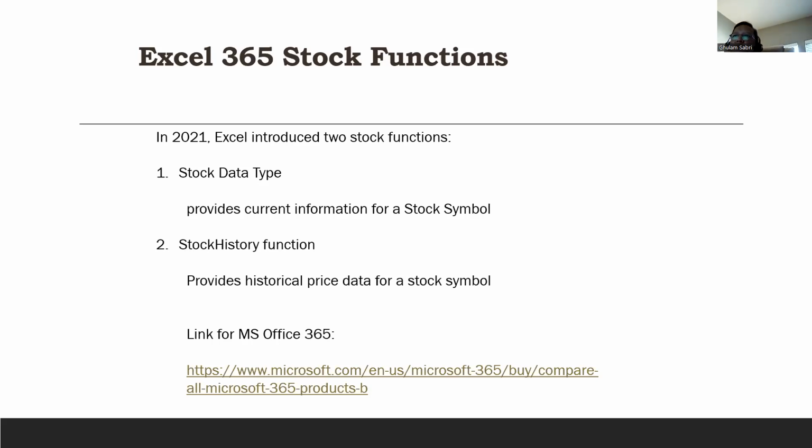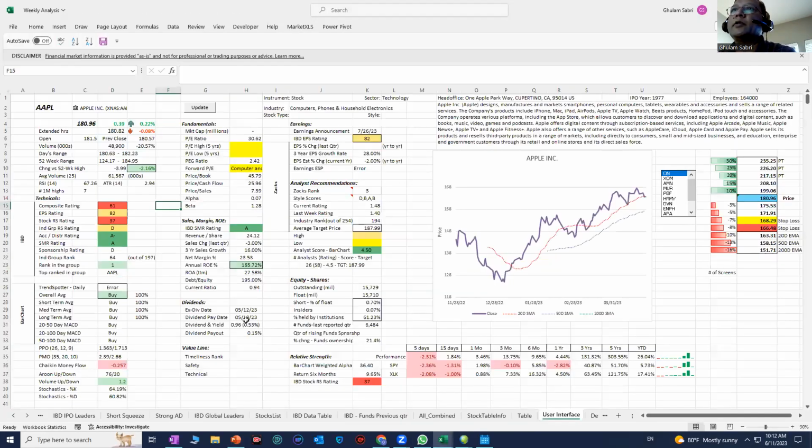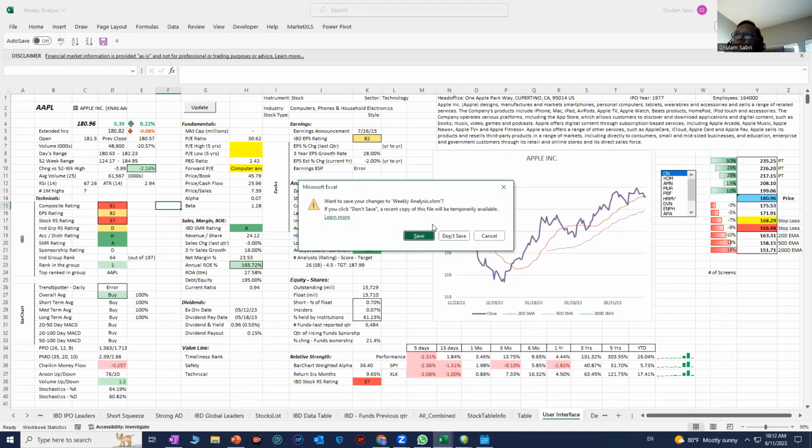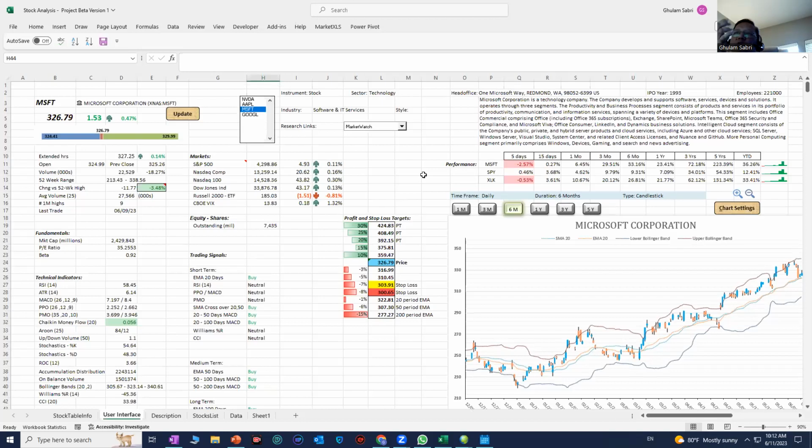But these two functions, stock data type and stock history, have made it possible for us to extract past history and data history for any stock right into our spreadsheet. So my new software is no longer based on scraping the sites of Barchart, IBD, Zacks, and Yahoo, because that was not workable. Instead, it is based purely on Excel. Now, this is my upgraded new version, which is based on Excel.